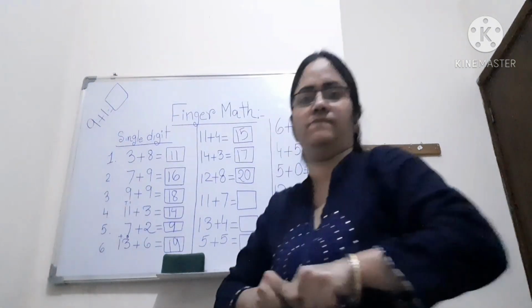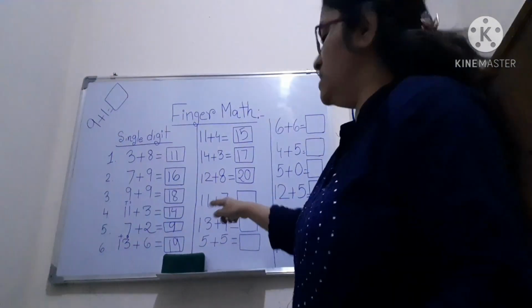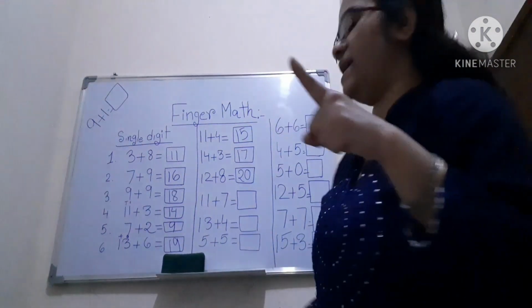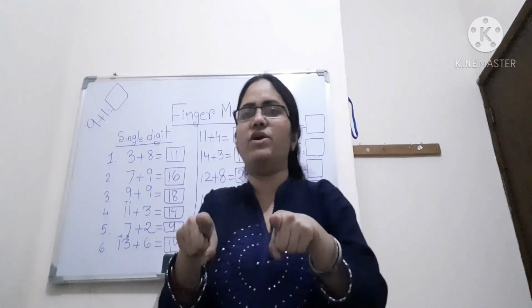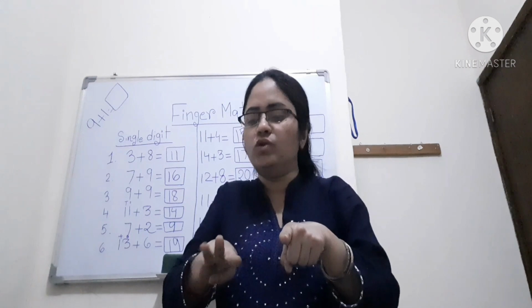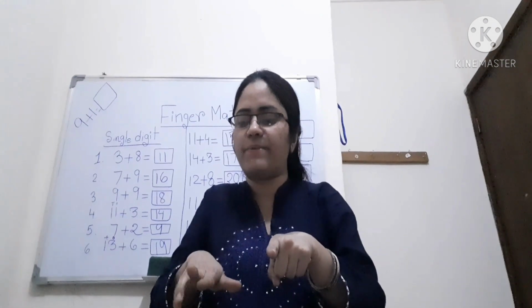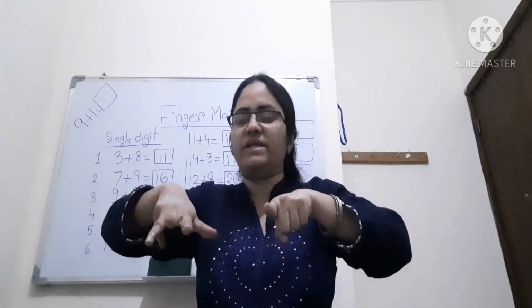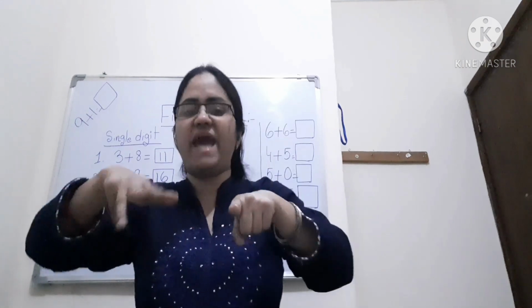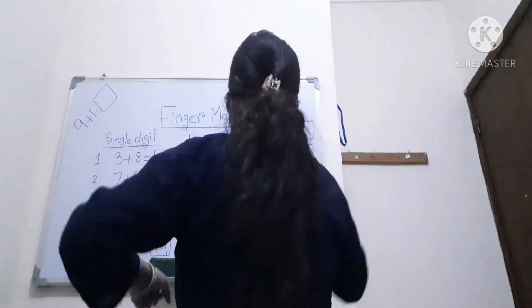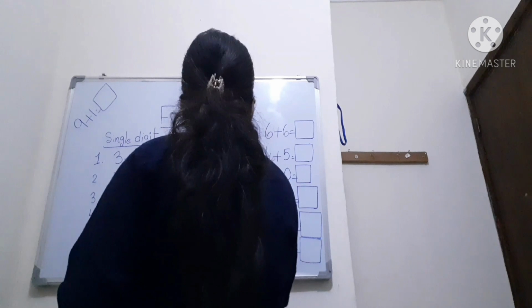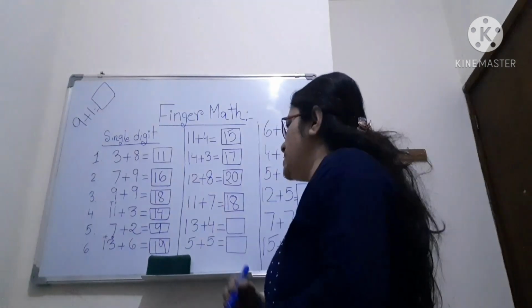I know numbers, so cool. Beautiful. Then 11 plus 7. This is 10, this is 11. Now 7. How do you calculate? 1, 2, 3, 4, 5, 6, 7. So what is that? 18. 11 plus 7 is equal to 18.